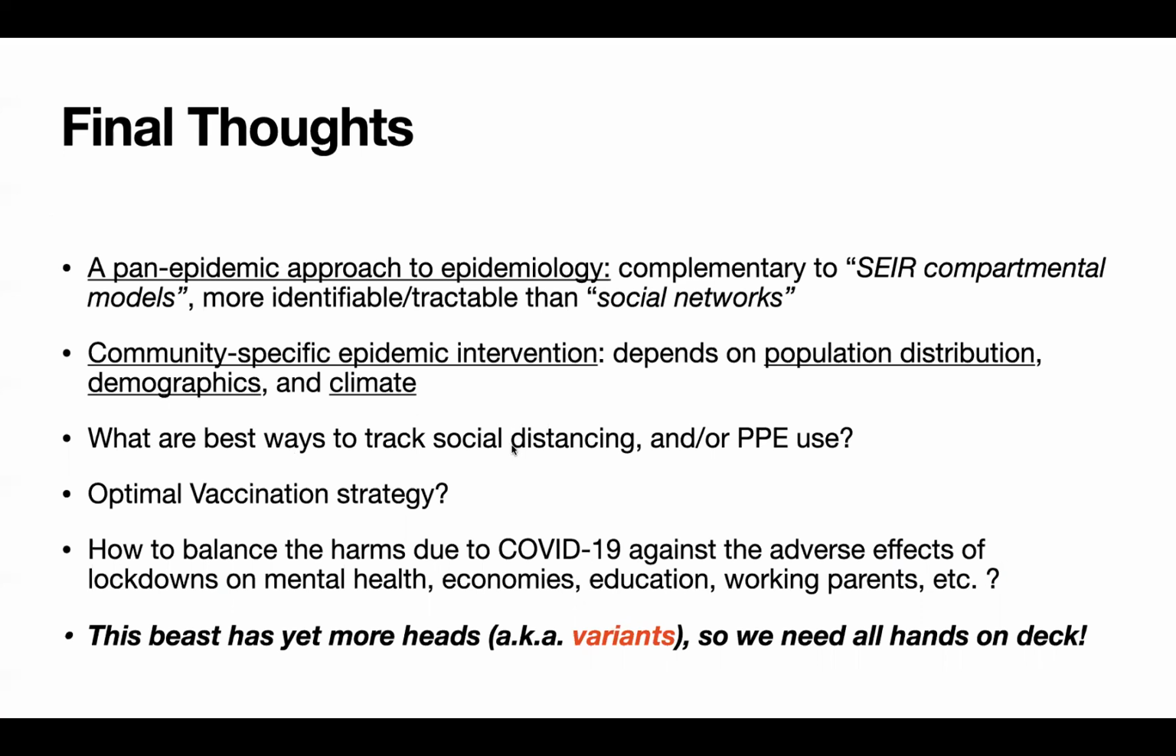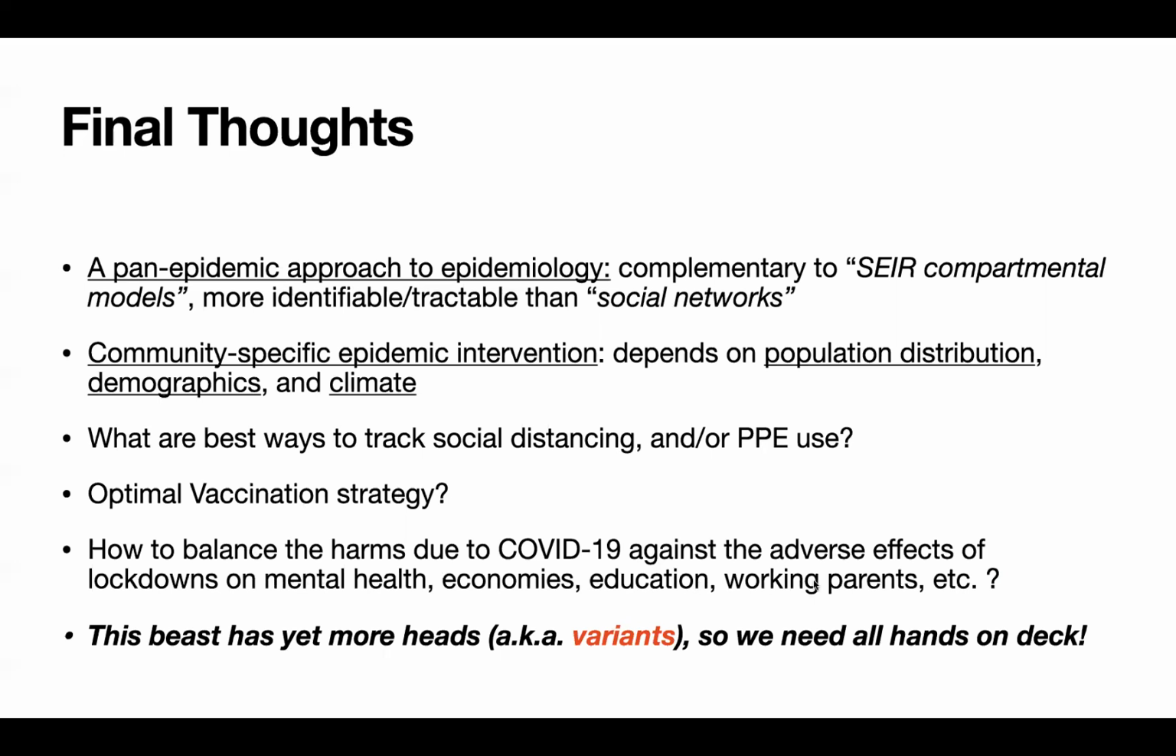But there are open questions. What are the best ways to track social distancing or PPE or face mask use? We don't know. And optimal vaccination strategy is something that can come out of our analysis, because we can tell you where the epidemic grows faster and who it affects most. Those would be the places or the people you want to target. So basically the idea is that you want to focus on places where you have denser populations. That's the shortest message you can get out of this.